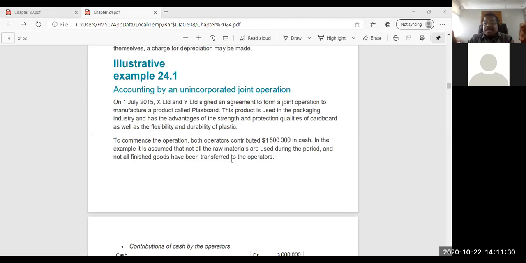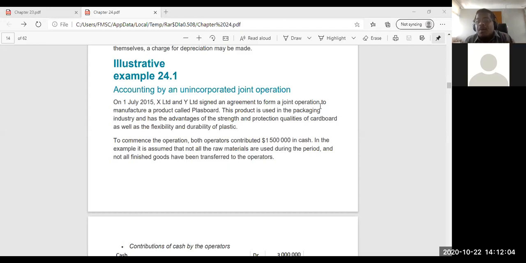Now you have to remember there are three units. One unit is X, another unit is Y, the other unit is the operation. Operation means the particular project of producing plasboard. That is called joint operation. So we have to keep the accounts of the joint operation. Otherwise, it's just for accountability. But we are not going to discuss in the standard how to keep accounts in the joint operation.